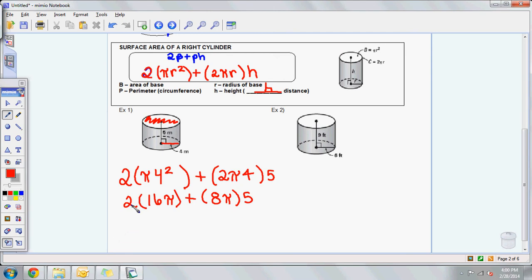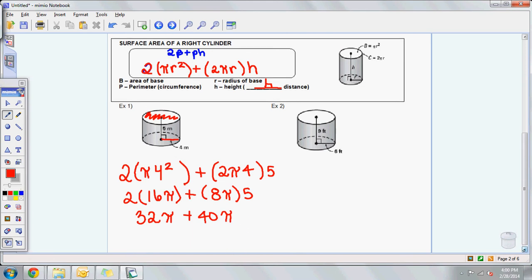Now what I'm going to do is multiply here, because this is all multiplication as well. So I'm going to do 2 times 16 pi, which is going to give you 32 pi's, plus, and then I'm going to do 8 times 5. So that's going to give me 40 pi. So again, just simplifying as I go.